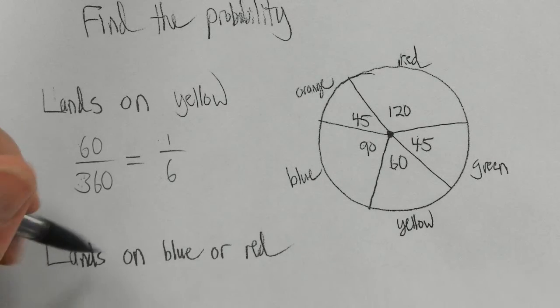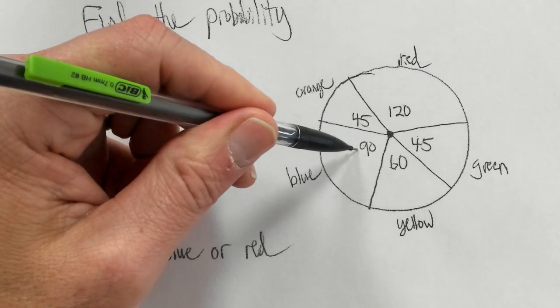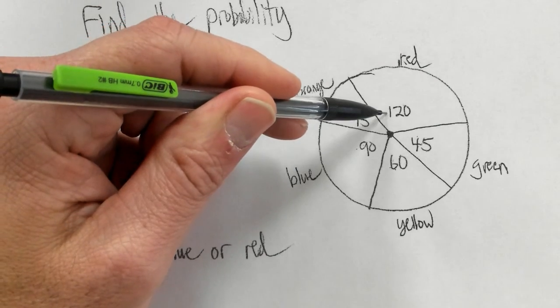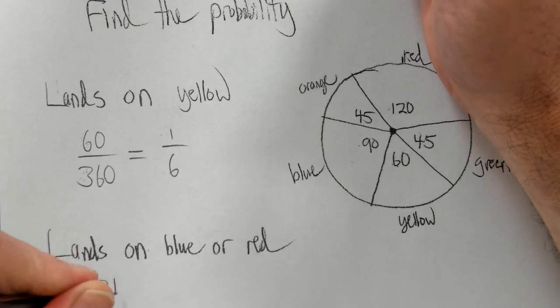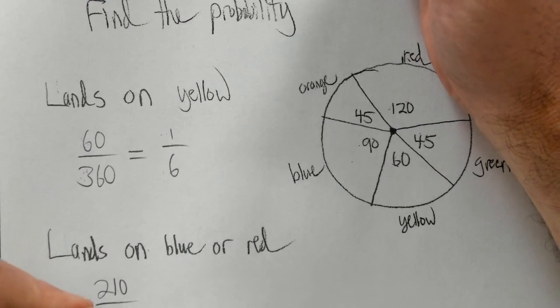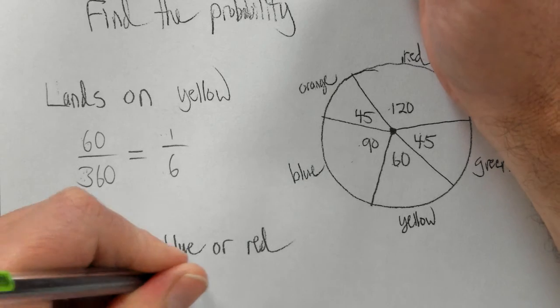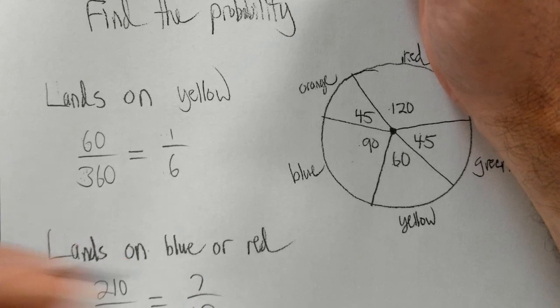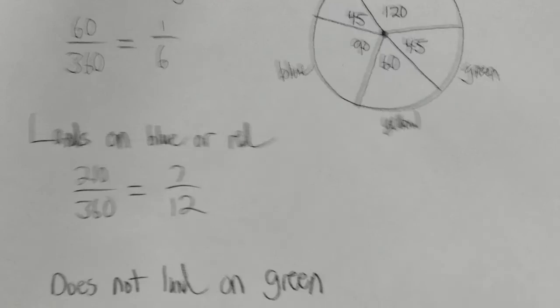Okay, what about the probability that it lands on blue or red? Blue is 90 degrees, red is 120, so I need to add those two together to get my favorable amount of 210. And again, still over 360. Which means that's going to reduce down to 7/12. All right? So for this section, we're expressing the probabilities as a fraction.